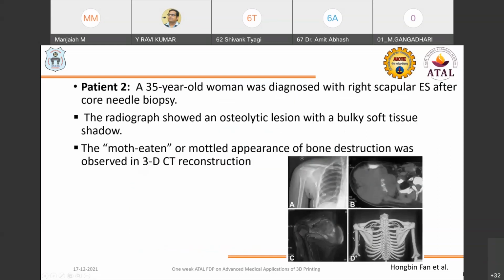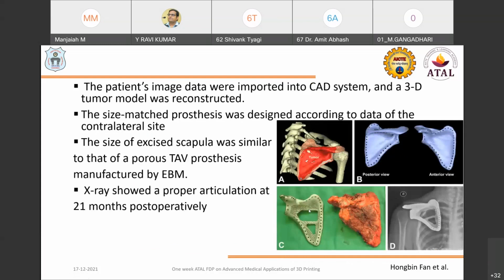With respect to the patient, over 35 years old, diagnosed with right scapular Ewing's sarcoma after a core needle biopsy, the radiography showed an osteolytic lesion with a bulky soft tissue shadow. The moth-eaten or mottled appearance of the bone destruction was observed in the 3D CT scan reconstruction. Then it was manufactured with the 3D printing EBM process. The imaging data was taken, the tumor was removed, and the prosthesis was designed in the design model, Mimics, and then matched with the patient-specific data.